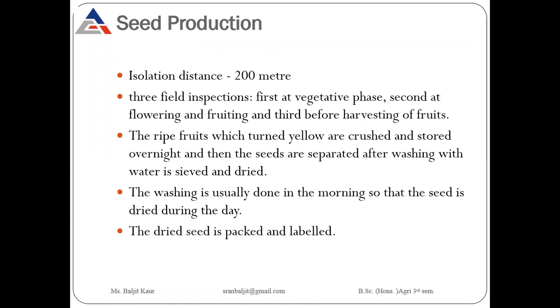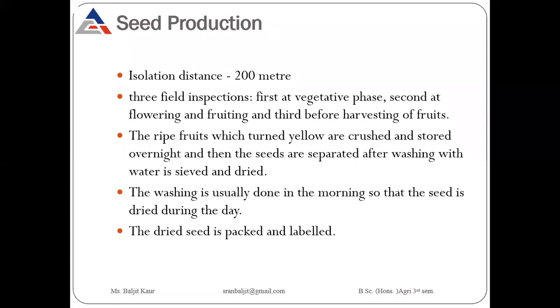Now seed production. So after harvesting, we can take the fruits. Okay, and seed production is the other operation that is done in case of all the vegetables. So seed production is done so that we can produce a healthy seed to sow to grow the next crop. Okay, so for seed production, we need an isolation distance of 200 meters, right?